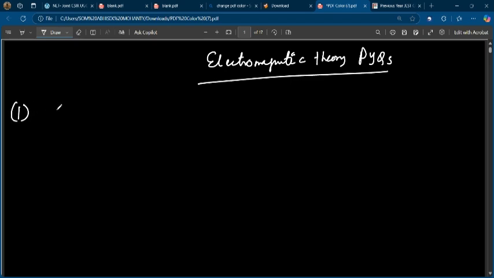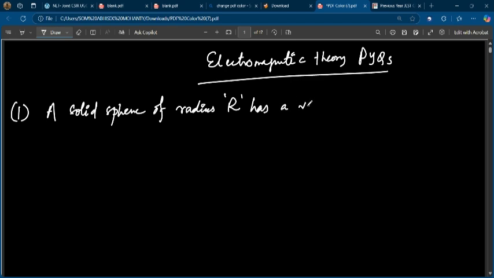Okay, so first question, let's write. A solid sphere of radius r has a volume charge density rho is equal to rho naught sine 2 theta. Okay, rho is equal to rho naught sine 2 theta.